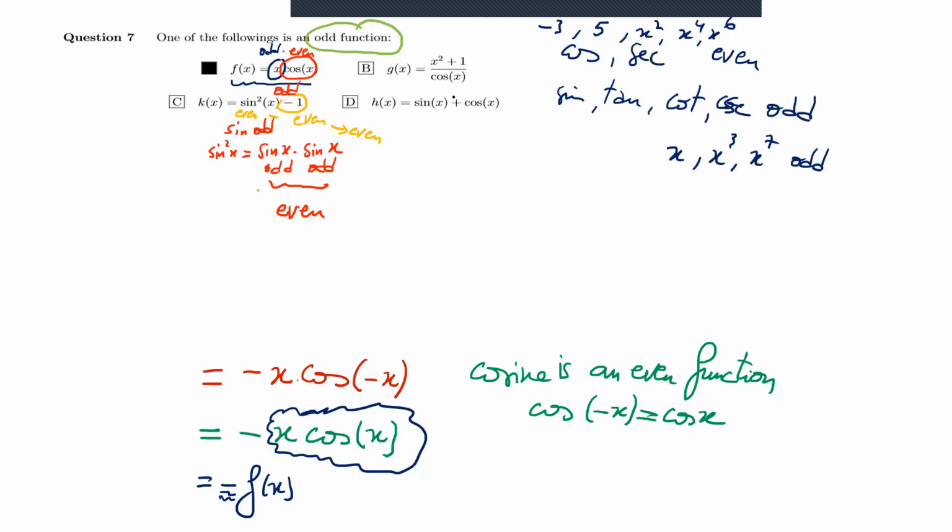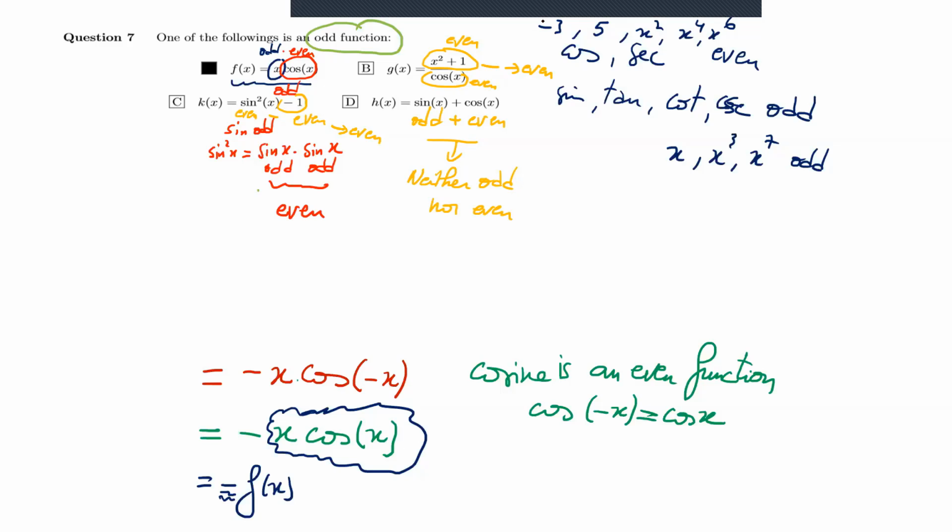Here, sine is odd. Cosine is even. Odd plus even gives nothing. Neither odd nor even. Here, x squared plus 1 is an even function, because x squared is even and constants are even. Cosine is an even function. So even over even gives even.